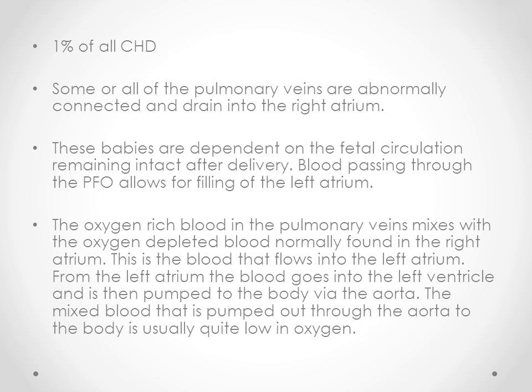The oxygen-rich blood in the pulmonary veins mixes with the oxygen-depleted blood normally found in the right atrium. This is the blood that flows into the left atrium. From the left atrium the blood goes into the left ventricle and is then pumped to the body via the aorta. The mixed blood that is pumped out through the aorta to the body is usually quite low in oxygen.